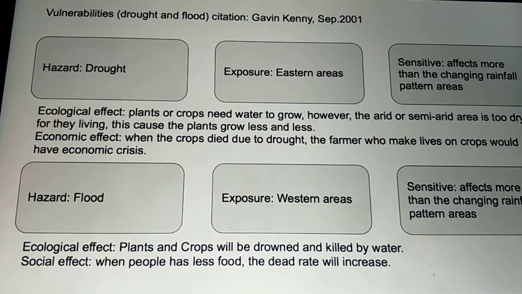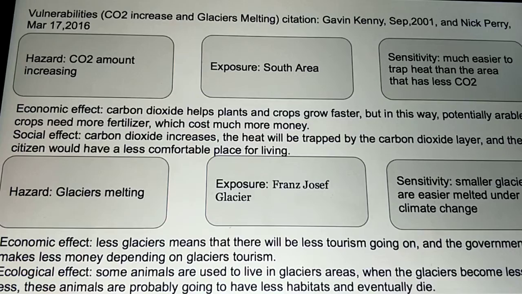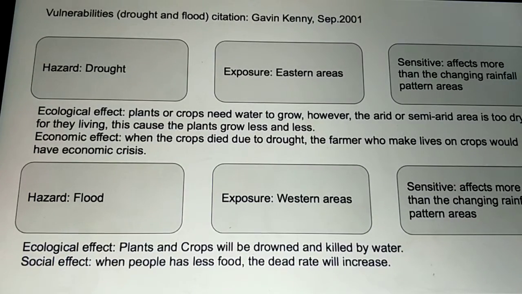And the economic effect is that the farmers make their living on the crops, and when the crops cannot grow in the drought area, it will cut down their income. And these are more hazards.